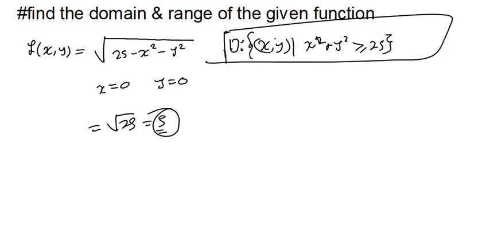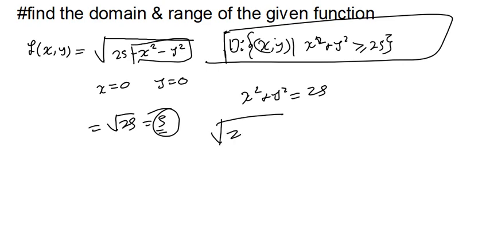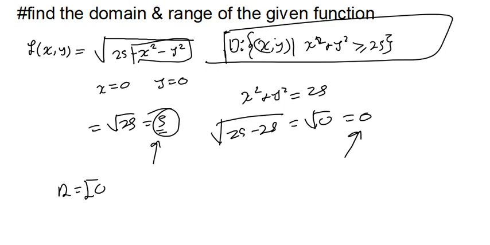Then there can be a situation whereby your x squared plus your y squared is equal to 25, meaning you have 25 minus 25, giving you the root of 0, which is 0. So what it means is that this is our highest value and that's our lowest value. So the range simply runs from 0 to 5, including both 0 and 5. So let's try to graph this so that we see what this is all about.